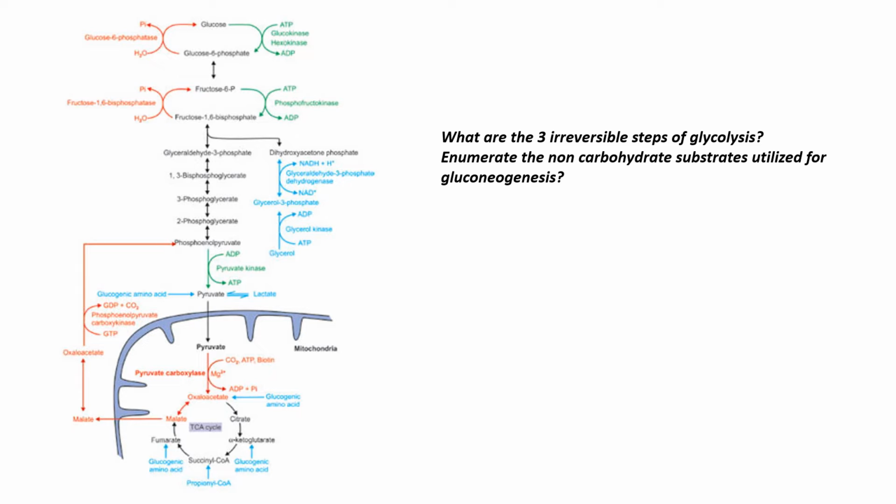The first step, catalyzed by hexokinase or glucokinase, is irreversible, and the third step, catalyzed by phosphofructokinase, is an irreversible step. The third irreversible step we have is the conversion of phosphoenol pyruvate to pyruvate by the pyruvate kinase enzyme.